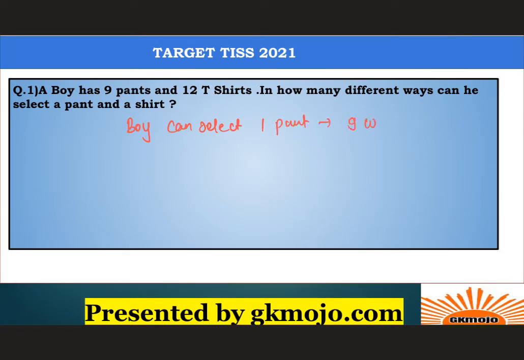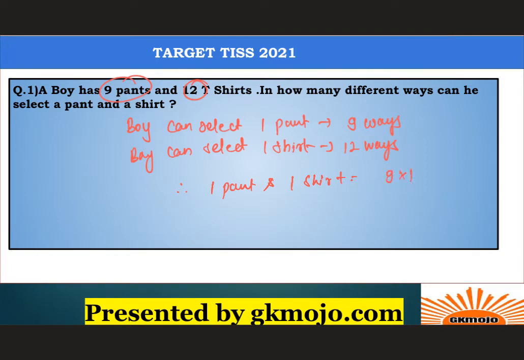He can do that in 9 ways, because he has 9 options. And this boy can select one shirt in how many ways? He can do that in 12 ways, because he has 12 varieties, 12 options. So the number of ways in which he can select one pant and one shirt is 9 into 12 ways, which is 108 ways.